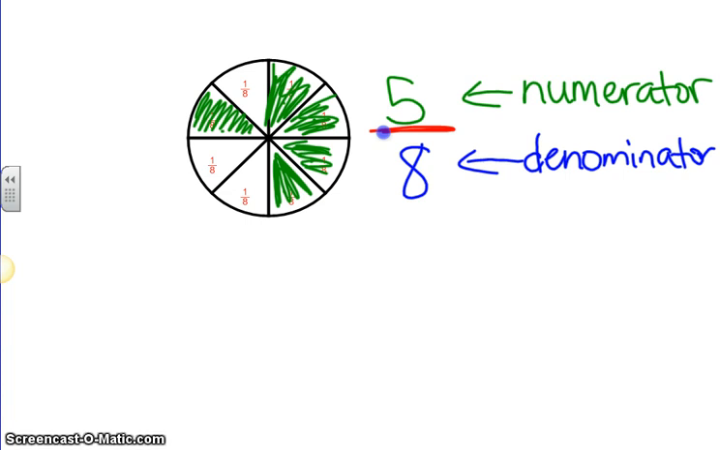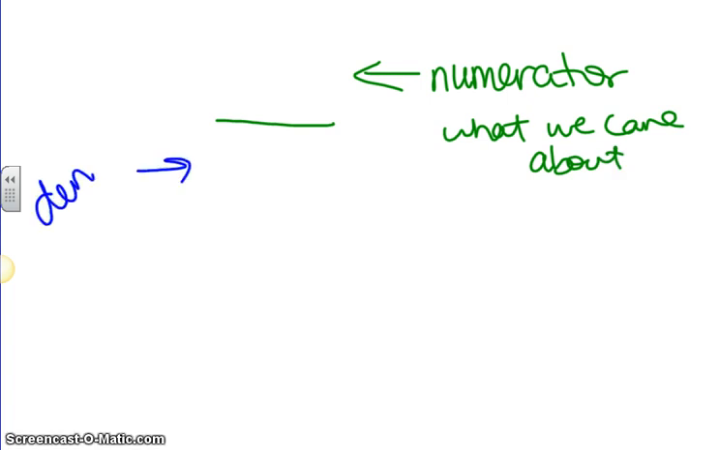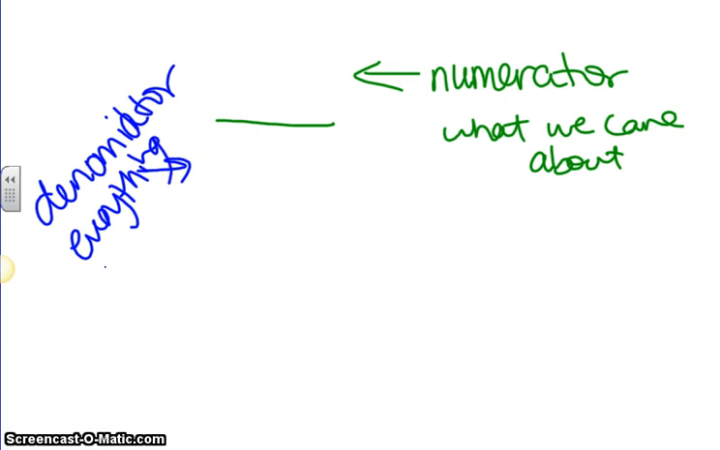So all you have to do is remember that we have 2 parts to a fraction. We have our fraction line, but we have the number on top, which is the numerator. Your numerator is what we care about. Sometimes it's the shaded, sometimes it's not the shaded. And then on the bottom, we have our denominator. Our denominator is everything in that picture. Every single thing in that picture.